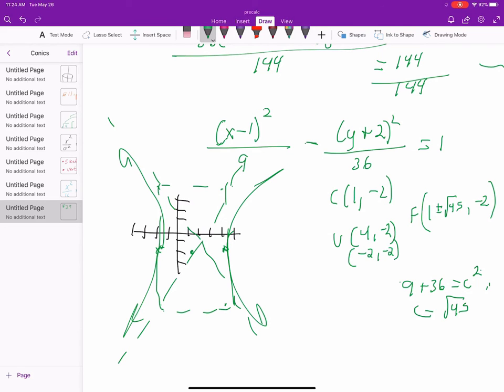So let's see. I got center, vertices, foci, wrote it in the right form, made a sketch. That's a whole big problem in one thing right there. So there's our hyperbola stuff. We're pretty much done with those things.